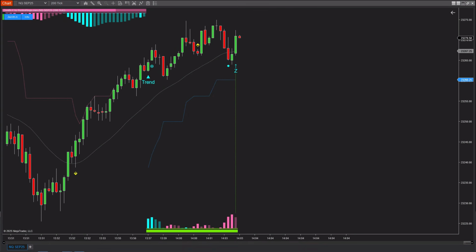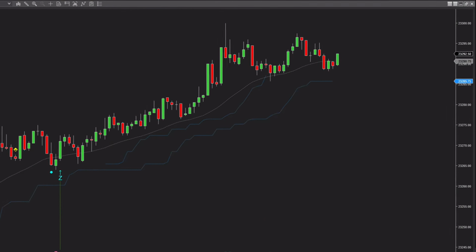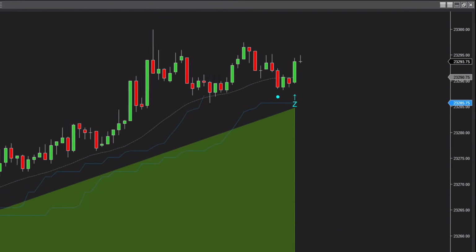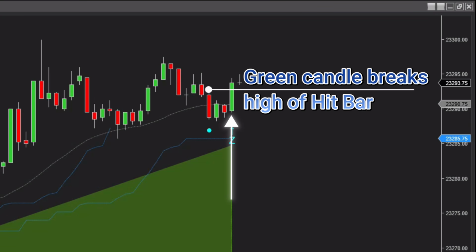Similarly, in this case, after the hit bar is identified, the system continues monitoring the following candles within the range defined by the signal pullback finding period. Specifically, it is on the third candle after the hit bar that price breaks above the hit bar's high. As a result, this third candle meets the criteria for a valid signal, and the system will officially propose a buy entry at that point.